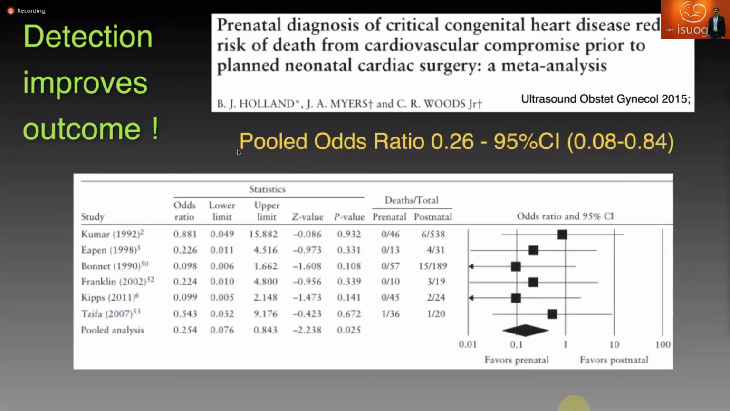This is a good study published some years ago. It's a meta-analysis, so different studies putting together some data, showing that if you make the diagnosis of critical congenital heart anomalies prenatally, the risk of death before and after cardiac surgery is reduced. And you see here, it is not everything, but the line shows that there is an improvement. So in other words, it does matter if you make a prenatal diagnosis.